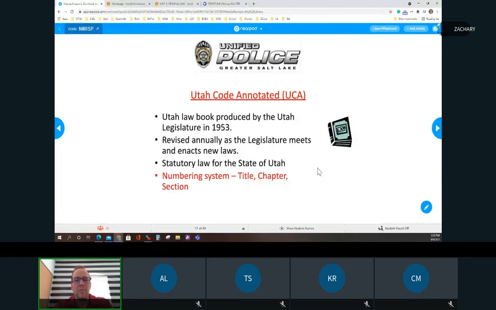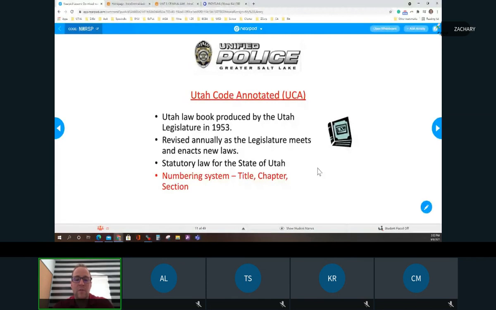So the Utah Law Book was produced by the Utah legislature in 1953. This book is basically revised annually as the legislature meets and enacts new laws. And as we talked about, there's so many laws. I mean, the book's probably like, I don't know, so big, right? So I like how they go and actually retract a lot of the laws that don't make sense anymore.